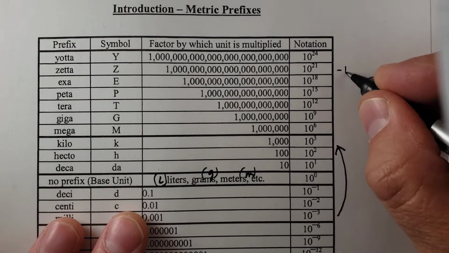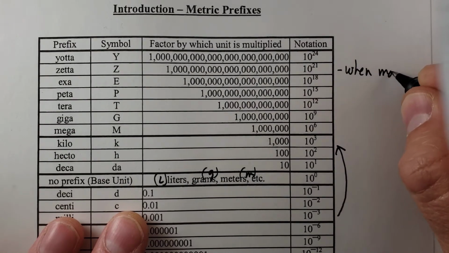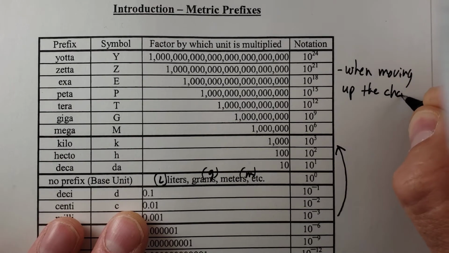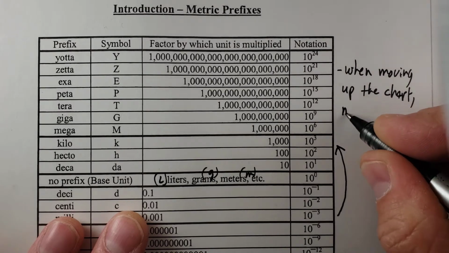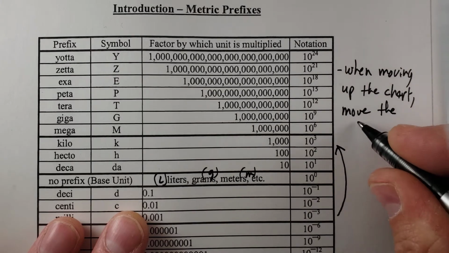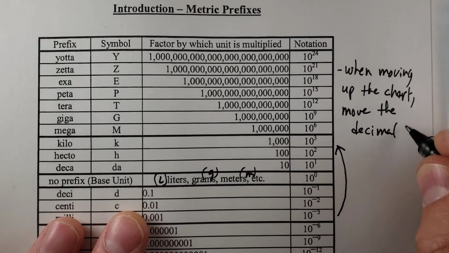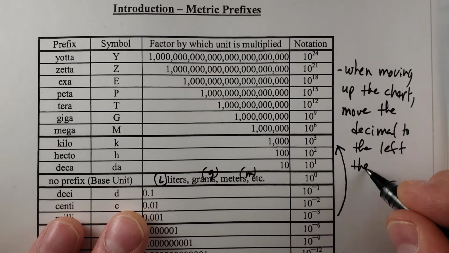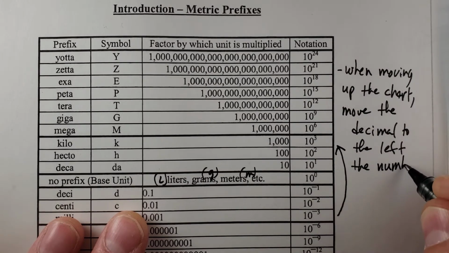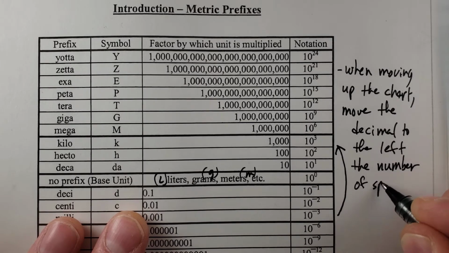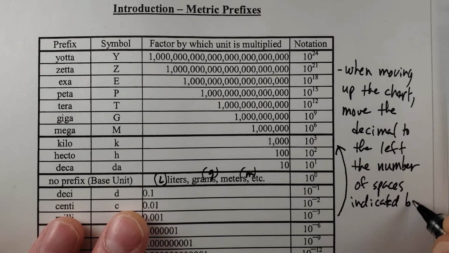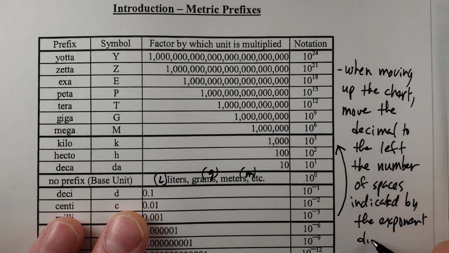So when moving up the chart, move the decimal to the left the number of spaces indicated by the exponent difference.